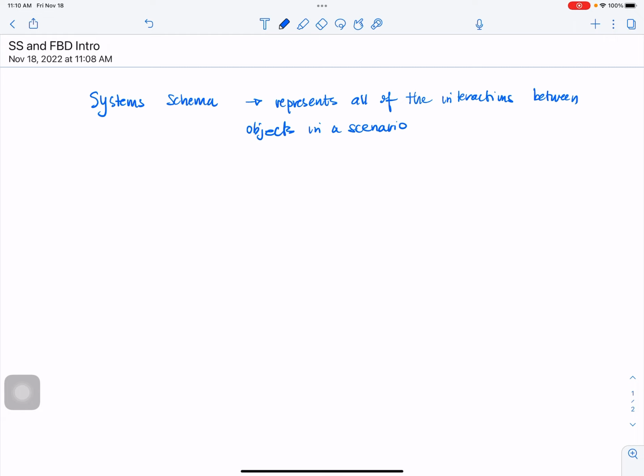So I'm going to do a scenario where we have a floor, there's a box on the floor, and we are pulling at the box like that. We'll say that this is a rope. The first thing that we do is we identify all of the objects in the scenario and we put them in bubbles. You have to have bubbles. You can't just write the words down.